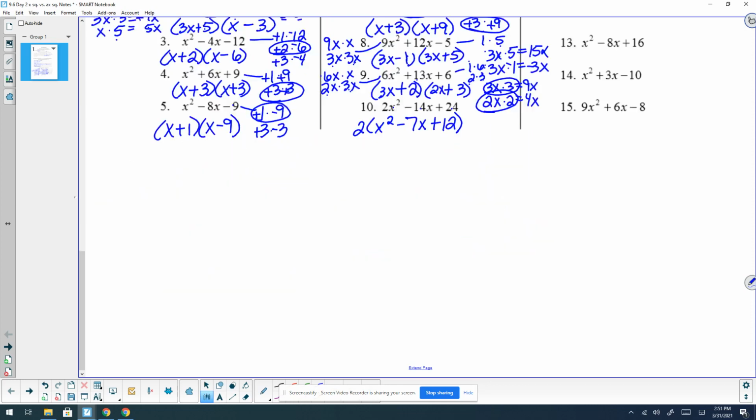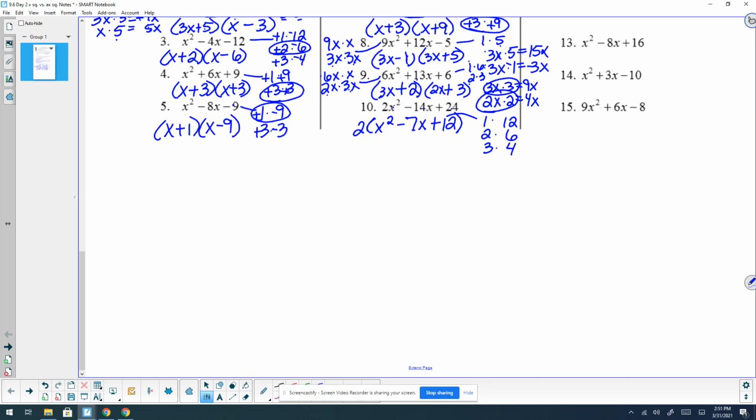Now, what that does for me is this gives me a new problem where I do not have a number in front of the x squared. And since there is no number in front of the x squared there, I only have to make a factor tree of 12. So 1 times 12, 2 times 6, 3 times 4. Looking for something to add to -7.